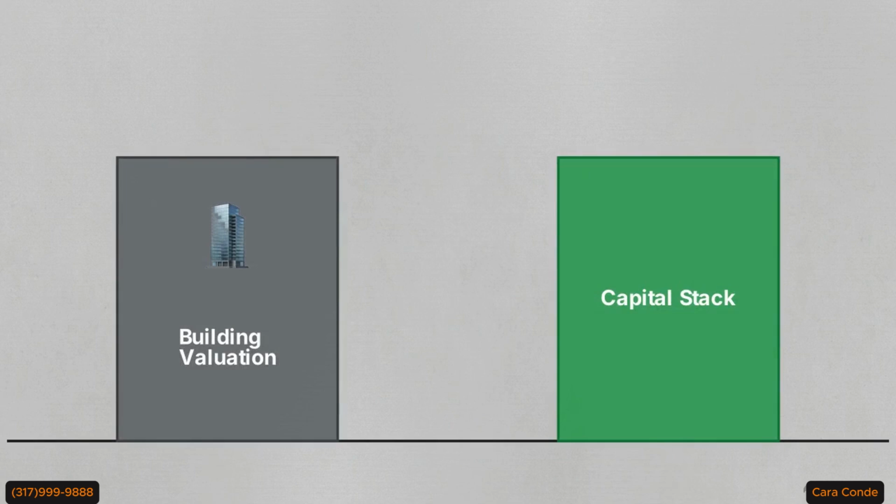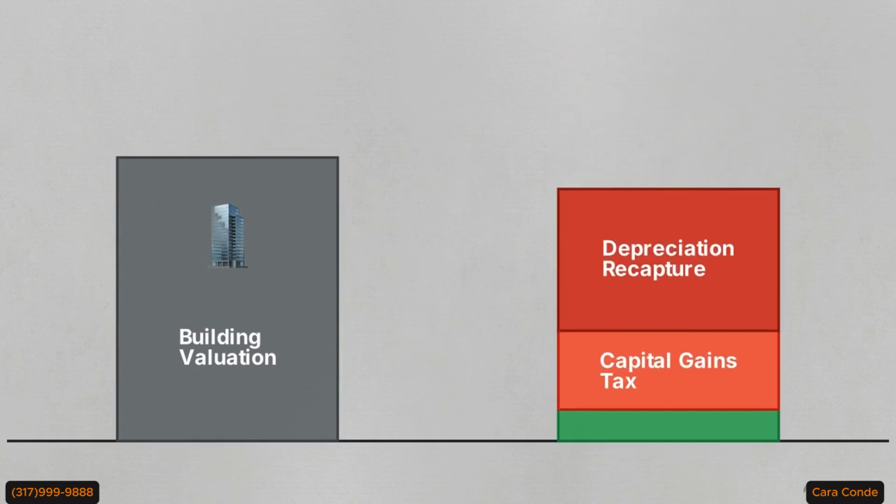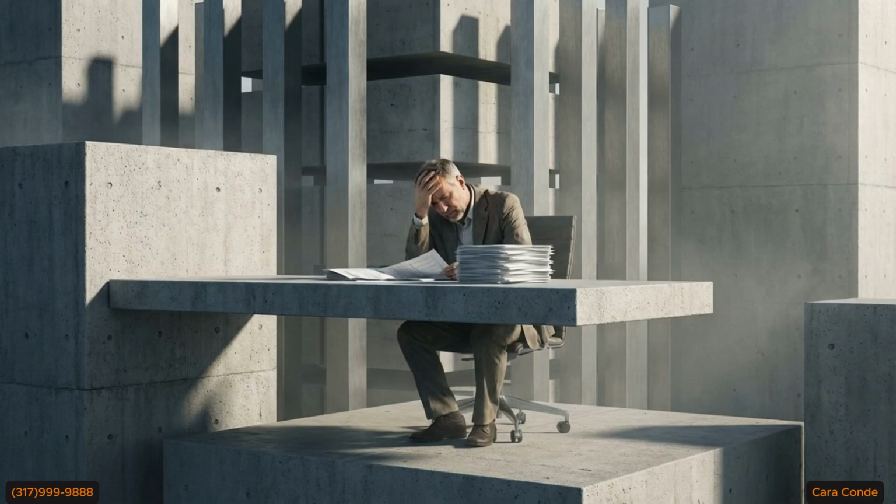Selling triggers an immediate, massive taxable event. Capital gains taxes take a severe cut right off the top. But the larger threat is often depreciation recapture. The IRS taxes the depreciation claimed over the life of the property at a high ordinary income rate. Combined with capital gains, this severely erodes the investor's principal.